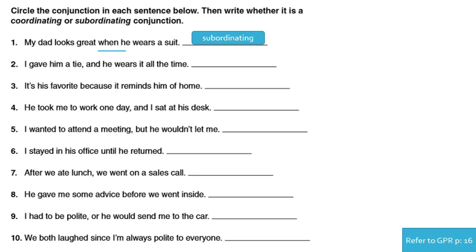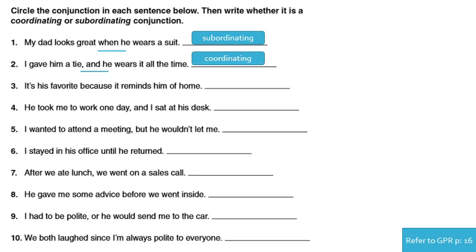Number two, I gave him a tie and he wears it all the time. What is the word that is combining the two parts of the sentence? And. And is the word that is combining the two sentences together. And is considered what? It's one of the FANBOYS. Excellent. So when it's one of the FANBOYS, what do we call it? Coordinating conjunction.